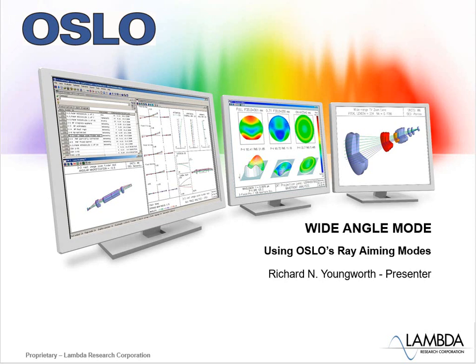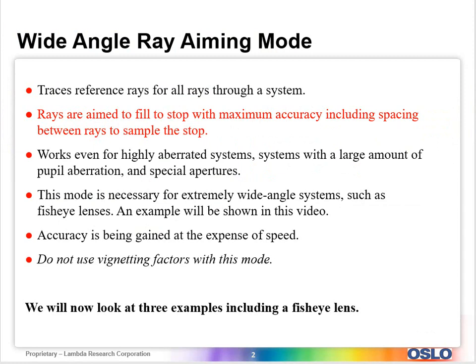Hi OSLO users, in this video we're going to cover the wide angle mode out of OSLO's ray aiming modes. So the wide angle ray aiming mode traces reference rays for all rays through a system. Essentially it is going to start at the stop and trace them backwards until they go through the correct object point as expected. So all rays are aimed to fill the stop with maximum accuracy, and that includes spacing between rays to sample the stop.